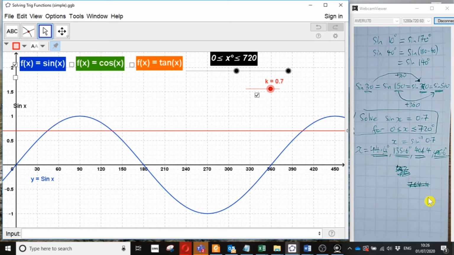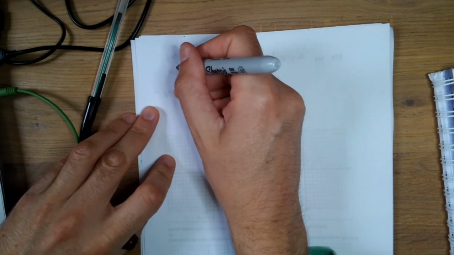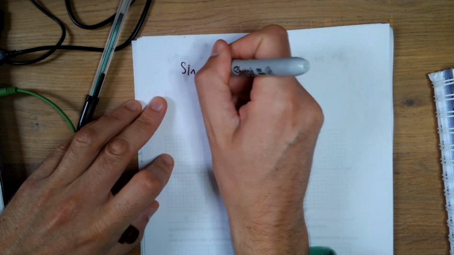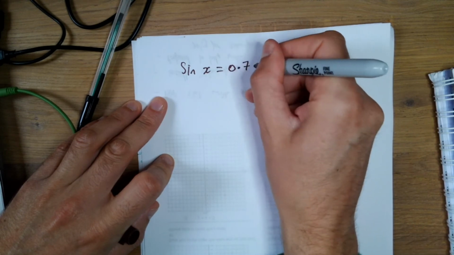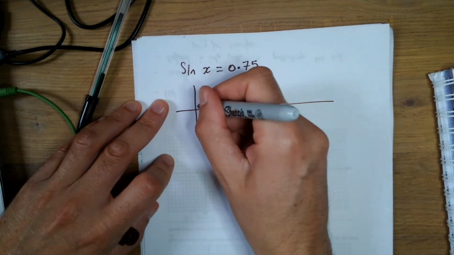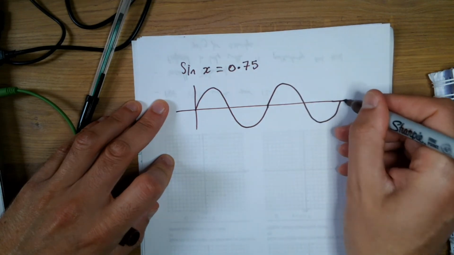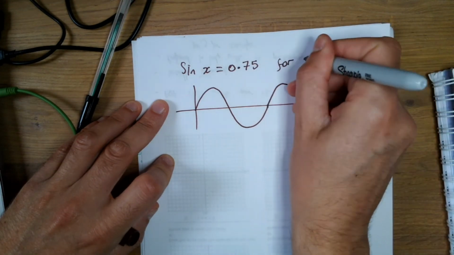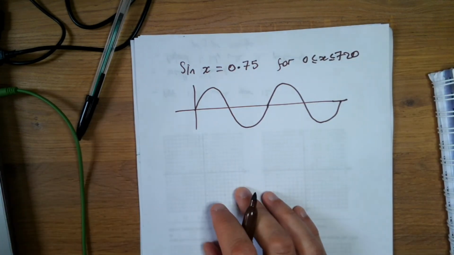Okay, I'm going to do one more question because you don't have a sine graph like I do here. We're going to do another quick example. So this time I'm going to solve sine x equals 0.75. Okay, we need a sketch of the sine graph. There's 360. There's 720. I should say we're going to get all the answers between 0 and 720 degrees.